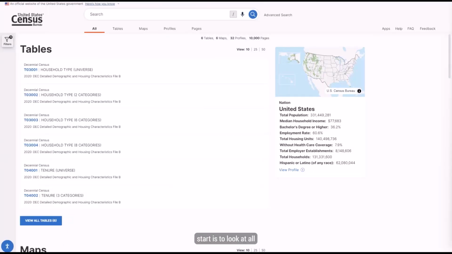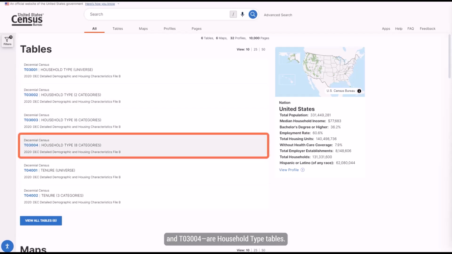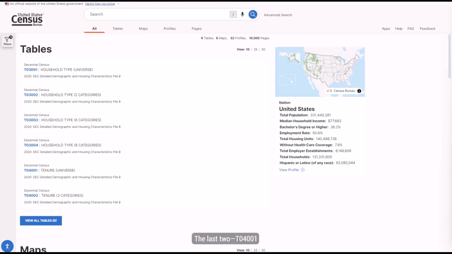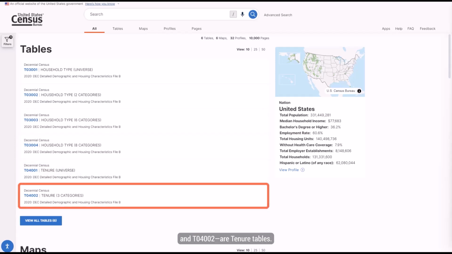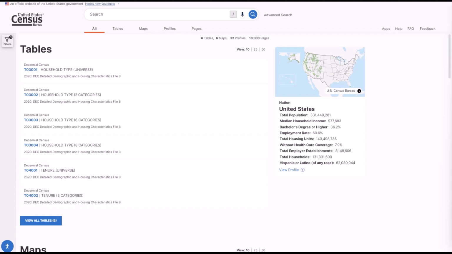I think the best place to start is to look at all 6 tables that are available with the detailed DHC-B. The first 4 tables, T03001, T03002, T03003, and T03004 are household type tables. The last 2, T04001 and T04002, are tenure tables.